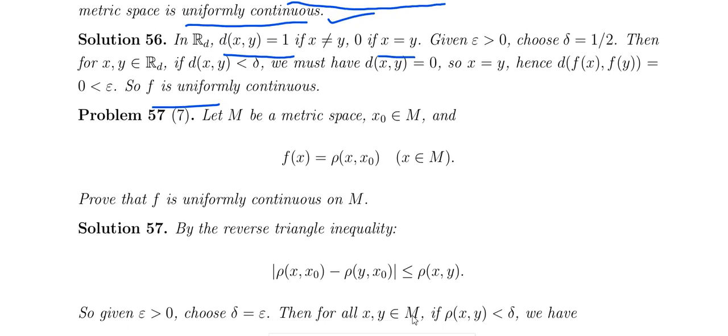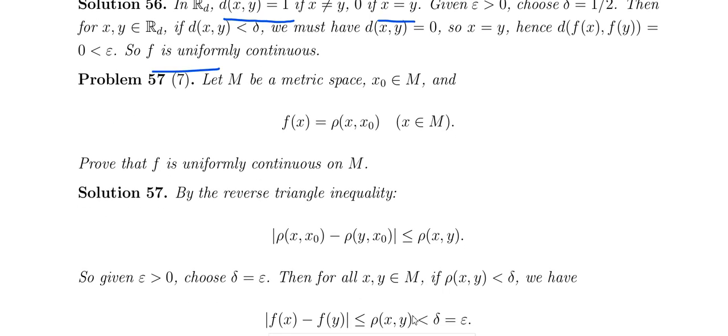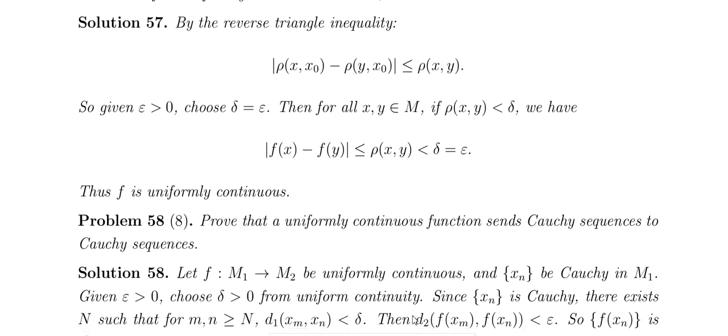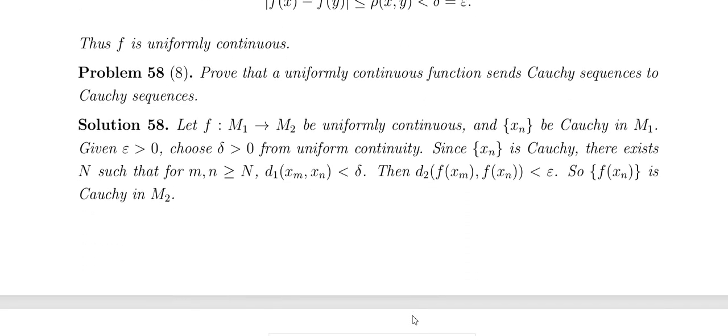And let M be a metric space, x naught any point in the metric space, and f of x equal to rho of x comma x naught, where x naught is defined and x belongs to M. Then that function f is uniformly continuous on M. And a uniformly continuous function sends a Cauchy sequence to a Cauchy sequence.